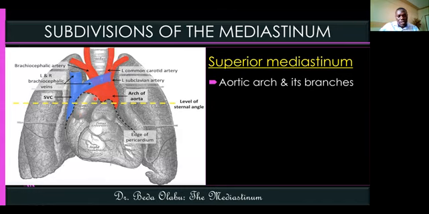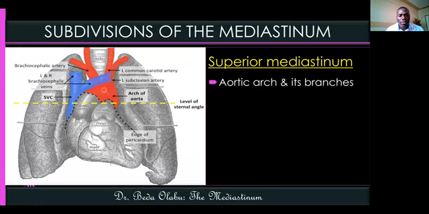But when the aorta is turning, the arch is considered to be in the superior mediastinum. So this is the arch of the aorta. The descending aorta is also in the inferior mediastinum. So only the arch of the aorta goes beyond the plane of the sternal angle. So only the arch is part of the superior mediastinum. The arch of the aorta has 3 branches.